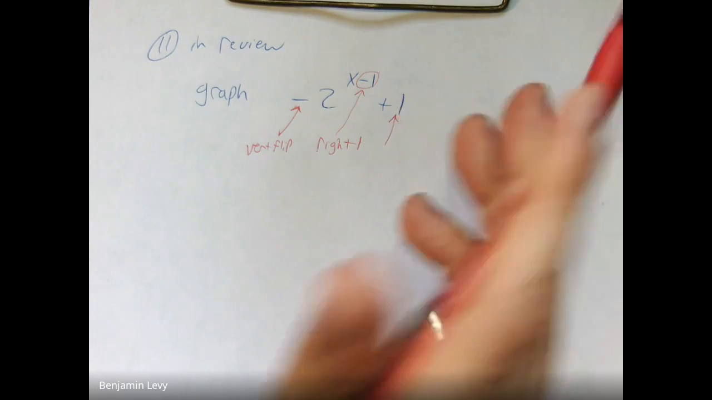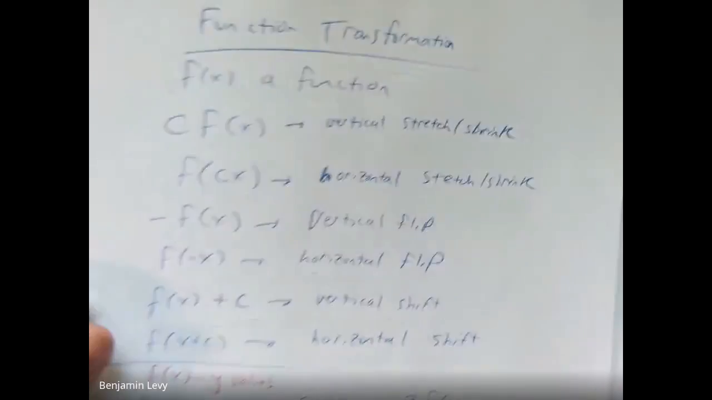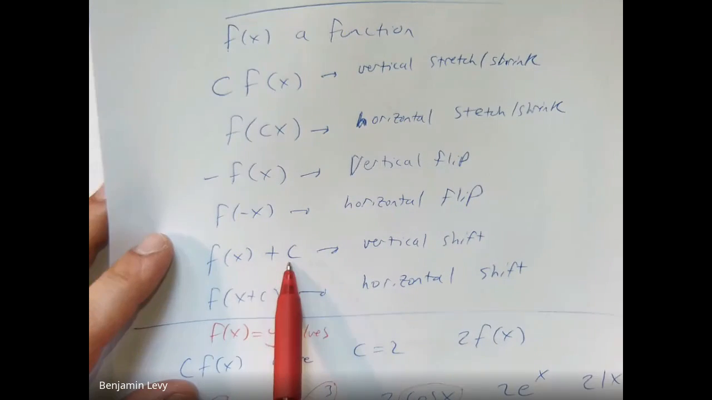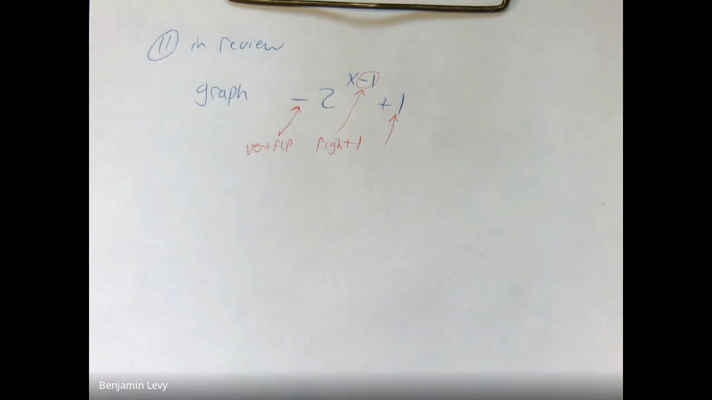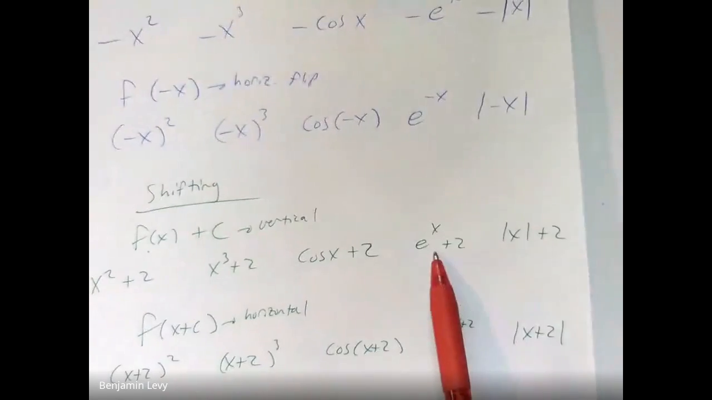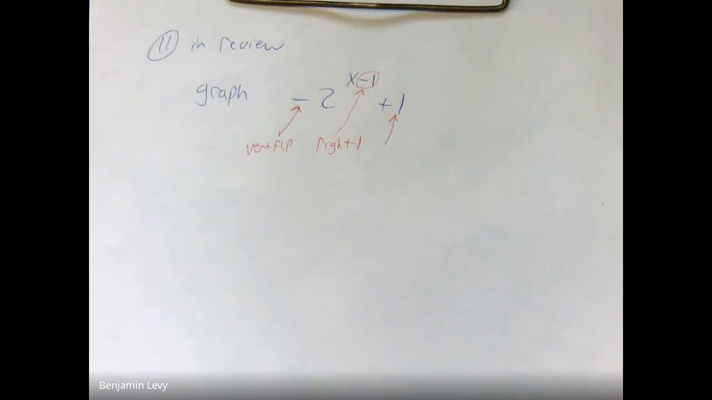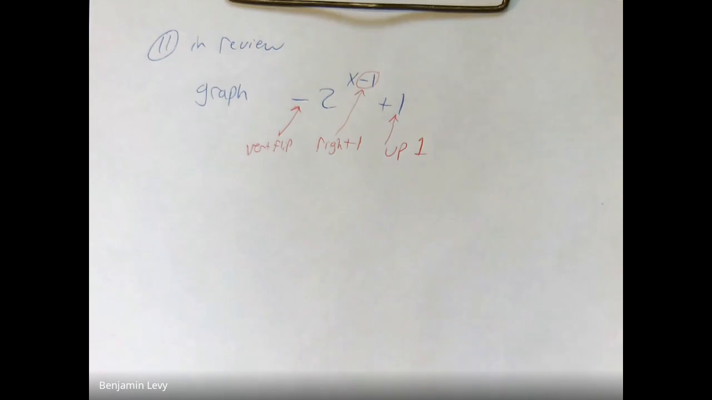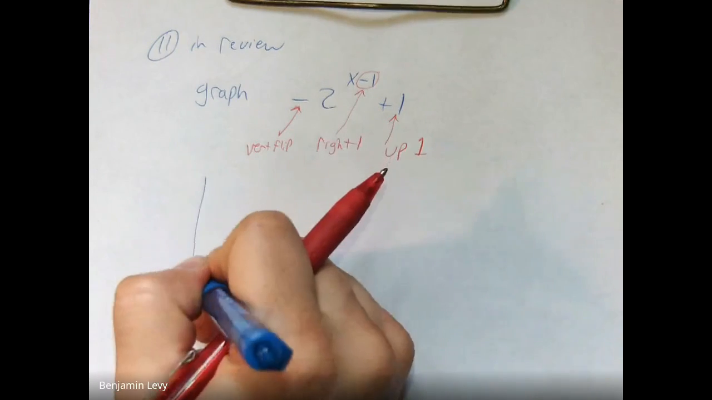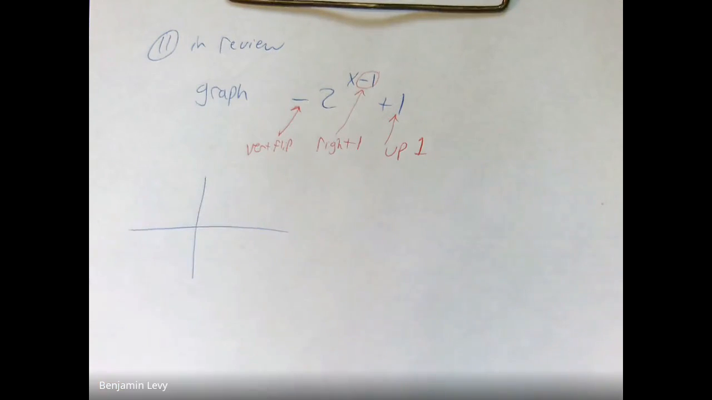And then the +1 would be an f of x plus c thing, right? You're taking the function and then adding something on the outside. So that's kind of like this one, and that's going to be up 1. And so you start with the graph of 2 to the x. In this problem, it specifically says, be sure to include any intercepts or asymptotes.